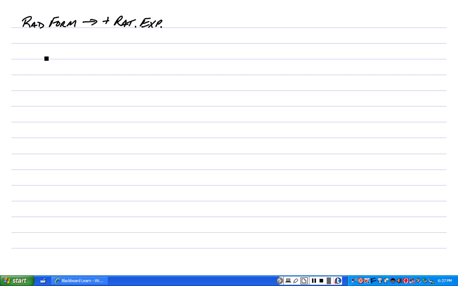Let's say we have the square root of xy. That's radical form. I want to write it with exponents. Both of these are under the same radical, so they're both to the same root. They both have 1 for an exponent, because you don't see an exponent there. So this would be (xy) to the 1/2, which would be the same as saying x to the 1/2 times y to the 1/2. Either way is fine.